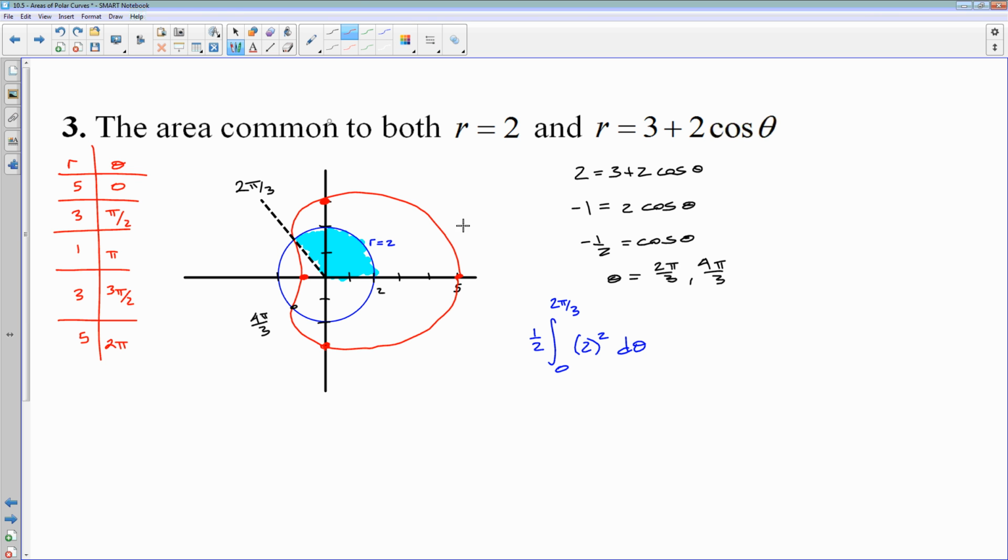And then I will add to that the area inside the other curve. This little piece is contained by the limaçon, and that area is going to be 1/2 the integral from 2 pi over 3 to pi of 3 plus 2 cosine theta, all squared, d theta. And then finally, you have to remember that this is exactly half of what we want. So I'll take all of that, double it, and throw that in the calculator to get our answer. Let me do that real quick.